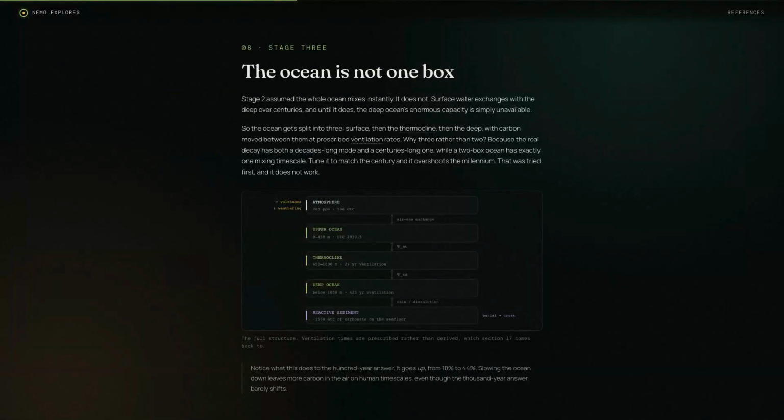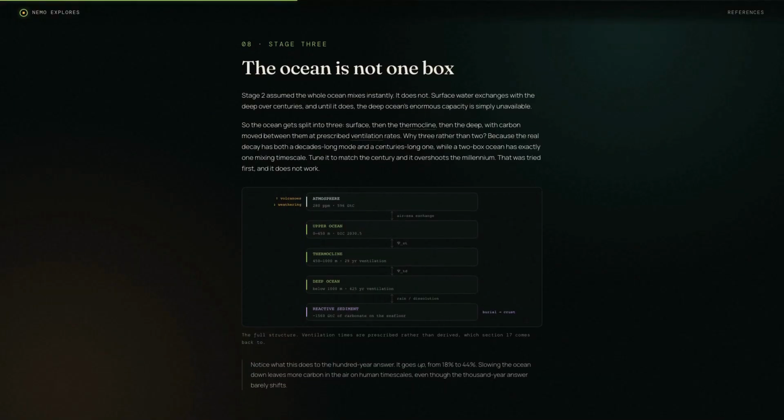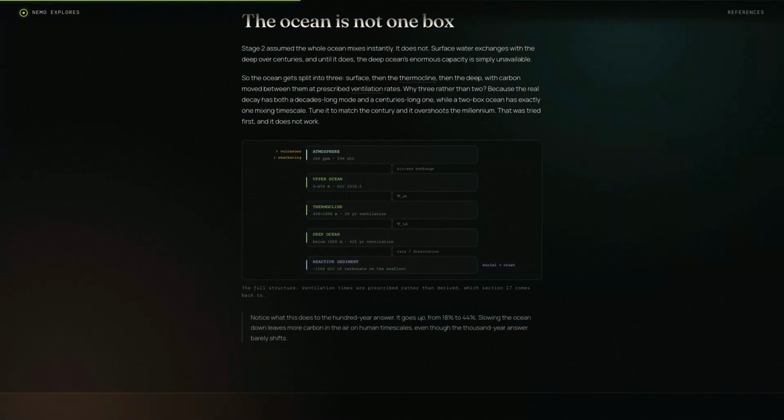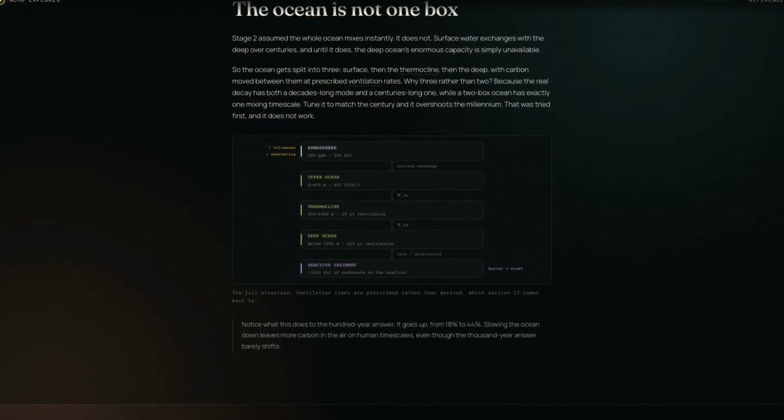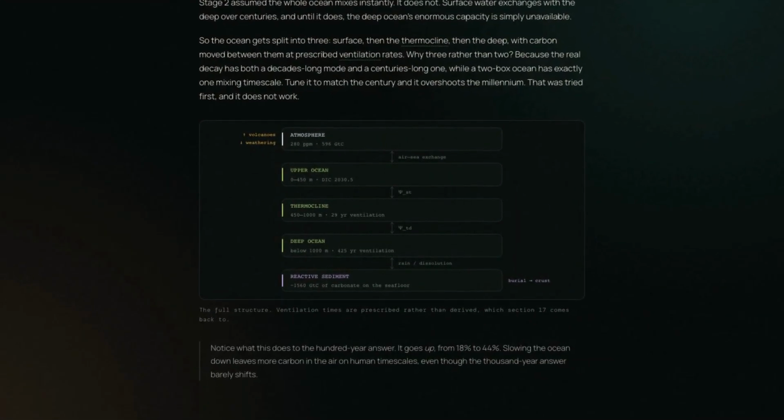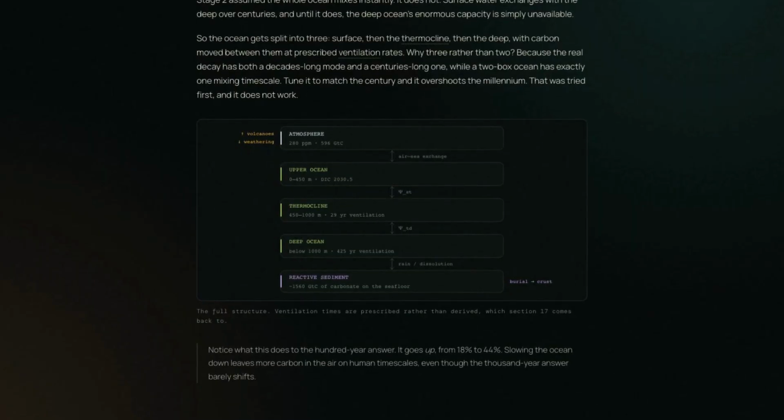Stage 2 assumed the whole ocean mixes instantly. It does not. Surface water exchanges with the deep over centuries, and until it does, the deep ocean's enormous capacity is simply unavailable. So the ocean is split into three: surface, thermocline, and deep, with carbon moved between them at prescribed rates.